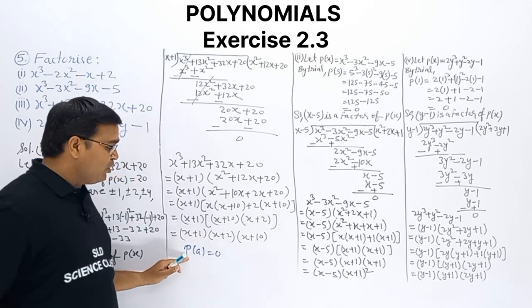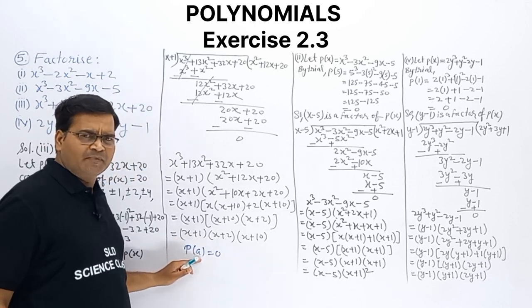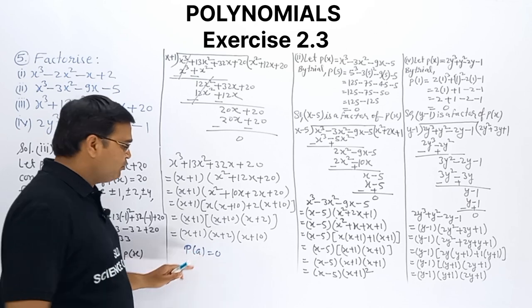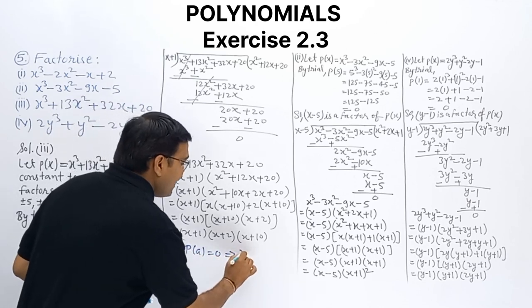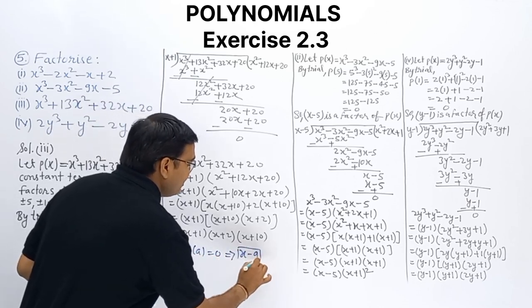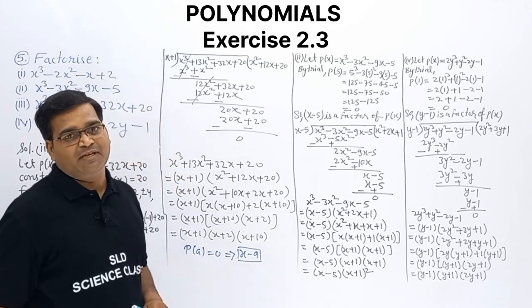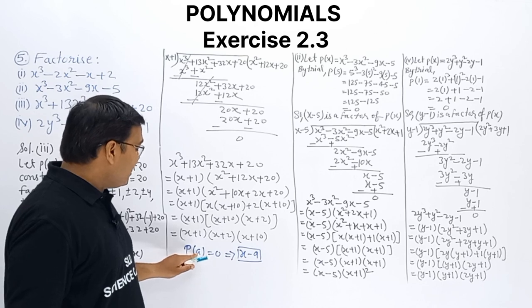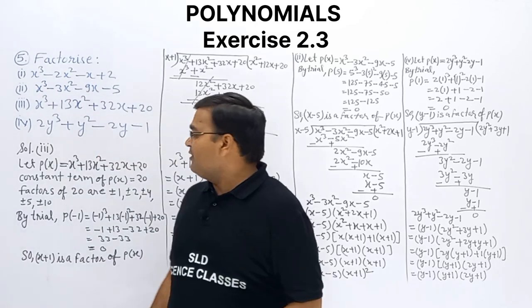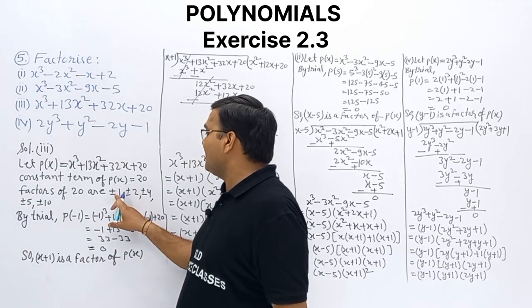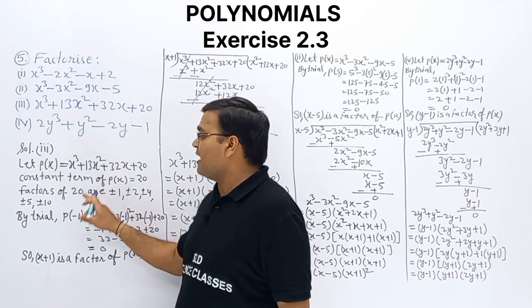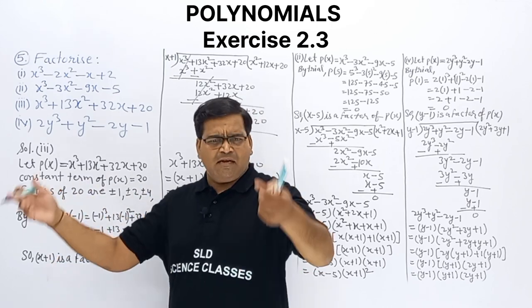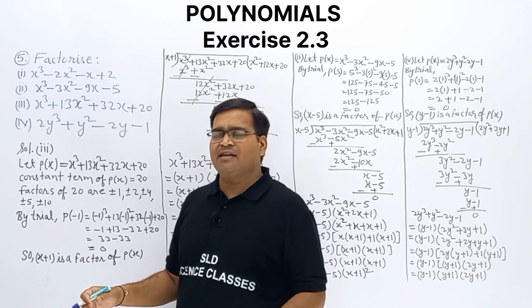Once we are getting P of a, a real number, equal to 0, then x minus a is one factor of that polynomial. This is the factor theorem, yes or no? So at the place of a we will put these values: minus 1, minus 2, minus 4, minus 5, minus 10. We will find it by trial, no other process, by trial.